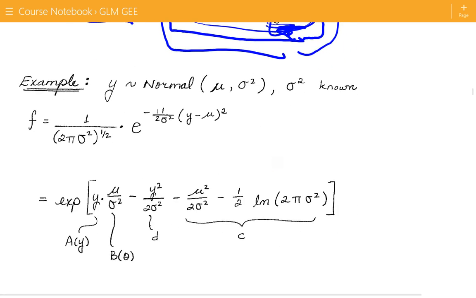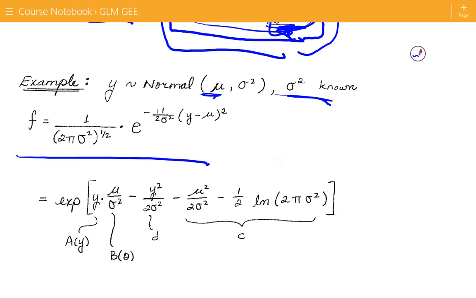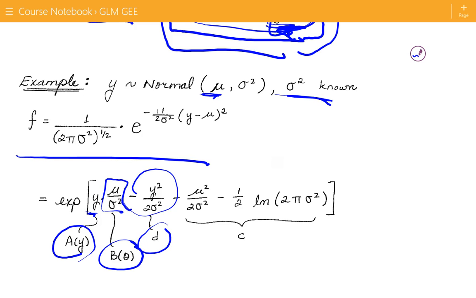One more example here. Let's look at the normal distribution. Here we're going to think about the mean. The variance we're going to consider as a known, fixed value. So here's our classic density that we're all familiar with, a normal. But if we take e to the log of that, what we end up with is y times mu over theta. So here is our AY. Notice now it is just simply y. It's not a vector. And our b function is mu divided by sigma squared. Our d is going to be this term here with the y squared divided by 2 sigma squared in it. And c is the remainder, which is just a bunch of terms of the parameters.